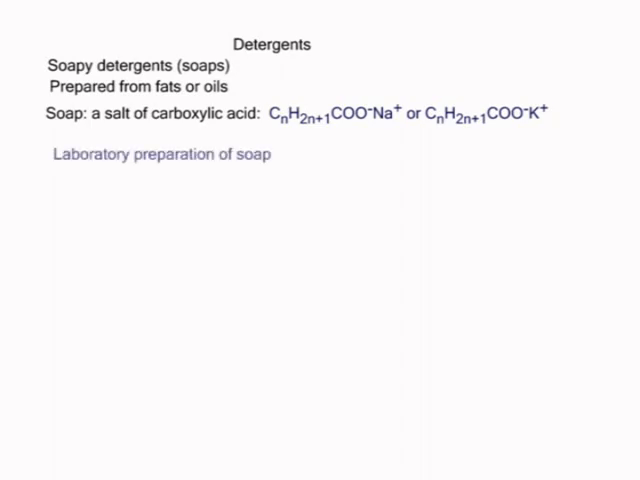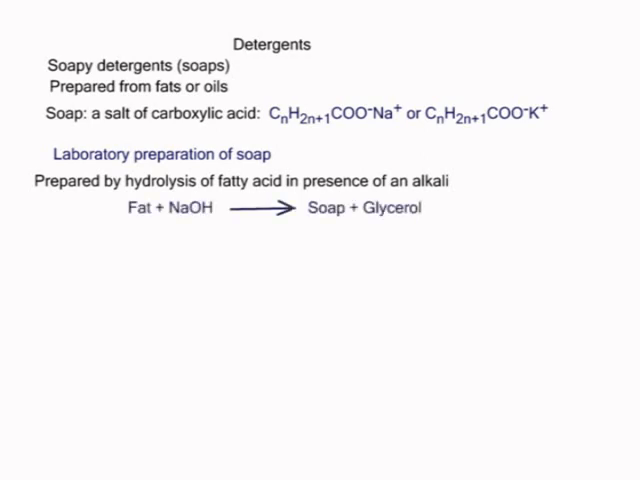Now, how can one prepare soap in a laboratory? Soaps are prepared in the laboratory by reaction of an alkali with fat or oil, and they are boiled together. For example, when an alkali is boiled with a fat or an oil, a hydrolysis reaction takes place. For example, fat plus sodium hydroxide gives soap plus glycerol. Now, when a fat is hydrolyzed in the presence of an alkali, the process is referred to as saponification.